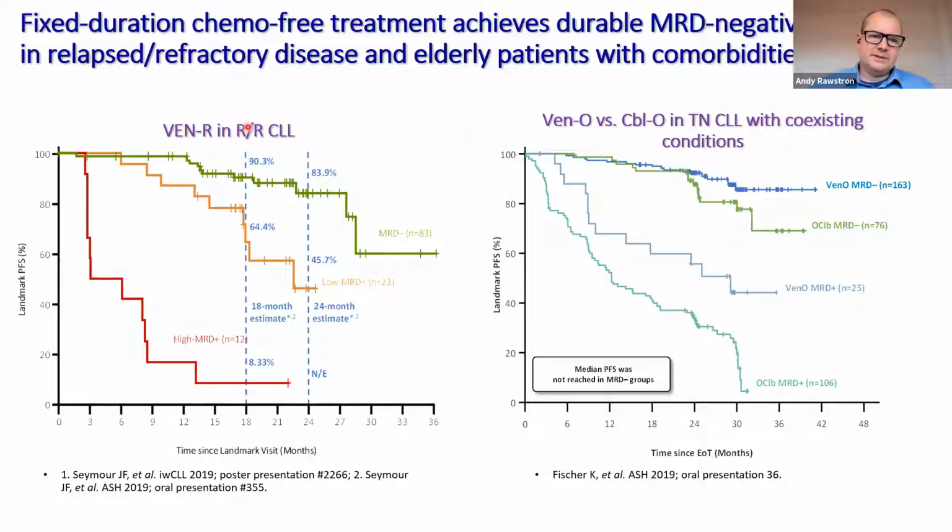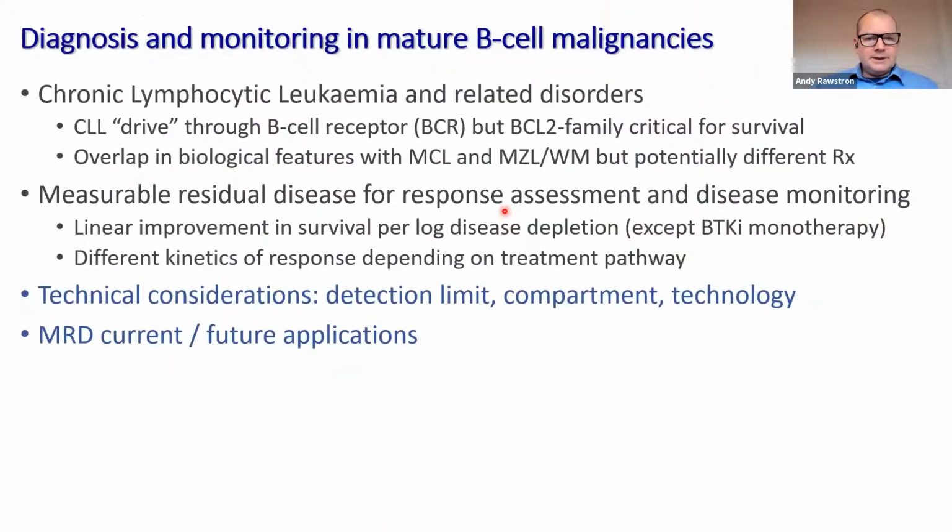So venetoclax-based treatments are resulting in patients with very low levels of disease in relapsed refractory settings, or in elderly patients with comorbidities, which is the majority of CLL patients, having very good outcomes. The vast majority of these elderly patients are actually achieving undetectable residual disease with a chemo-free combination. And they're able to stop treatment after 1 or 2 years, depending on your schema. So the MRD is kind of back in the picture.